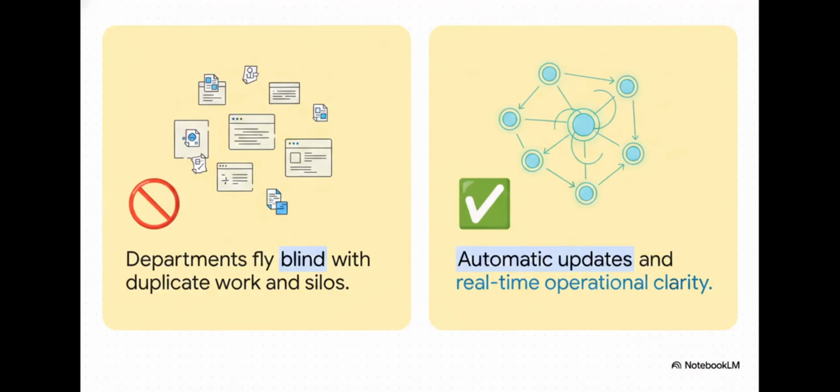Think about a completely disconnected company for a second. They're essentially flying blind, right? You've got siloed teams doing tons of duplicate work, manually entering the exact same data into different spreadsheets. But flip over to an integrated SAP environment, and it's a totally different story. You get automatic updates and shared real-time information across the board. The whole chaos of siloed departments is just completely replaced by total operational clarity.